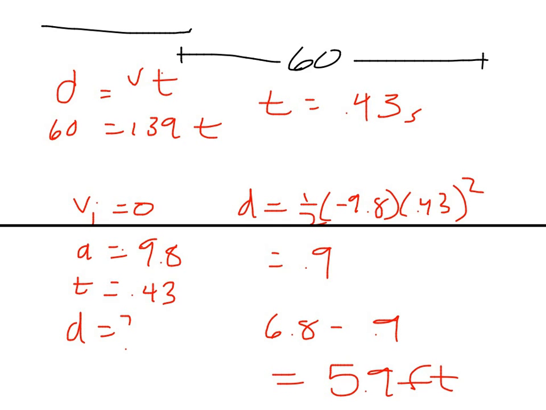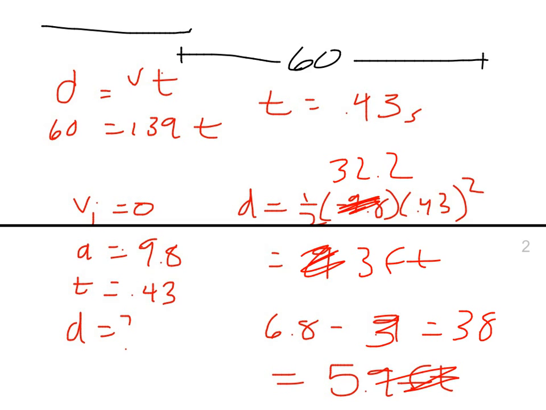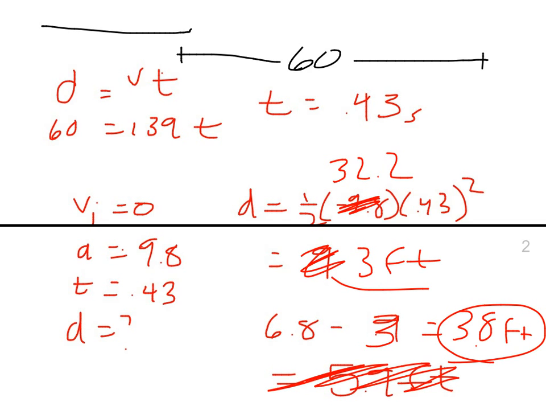I figured it out. Because we're in feet per second, this number should not be 9.8. It should be 32.2. So if we try that again, 0.43 squared times 0.5 times 32.2, and I get 3 feet. So good. This is 3 feet. It fell. If I subtract it from 6.8, this gives me 3.8 feet. So it's 3.8 feet above the ground when it reaches the plate, and it fell a distance of 3 feet.